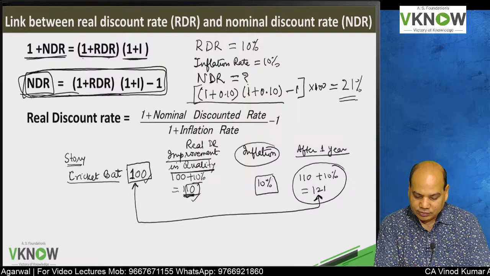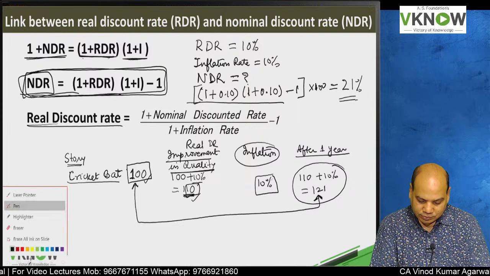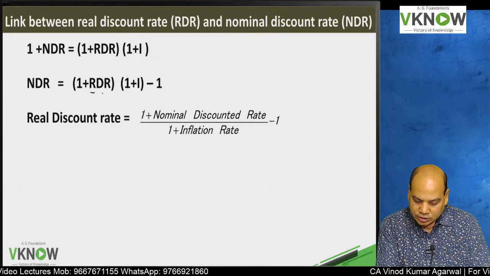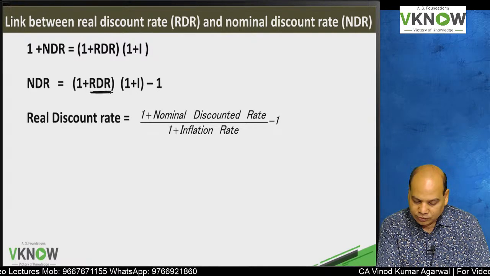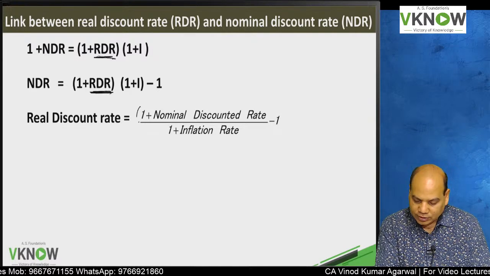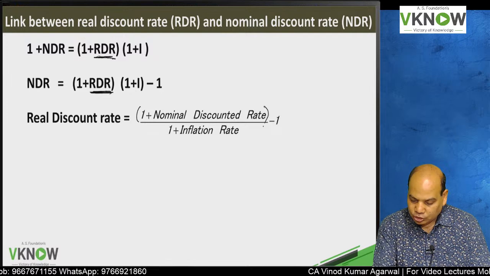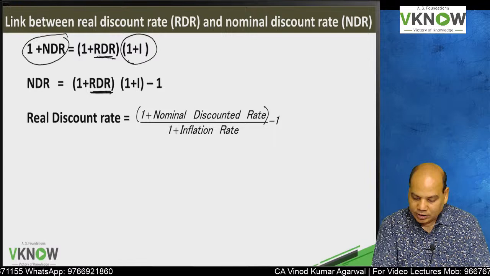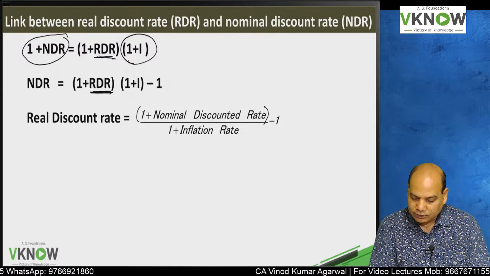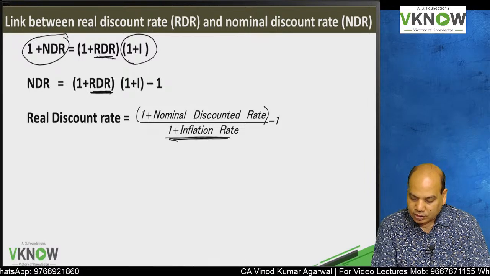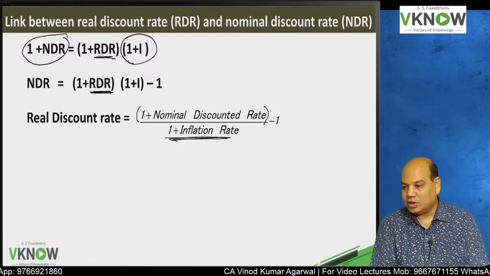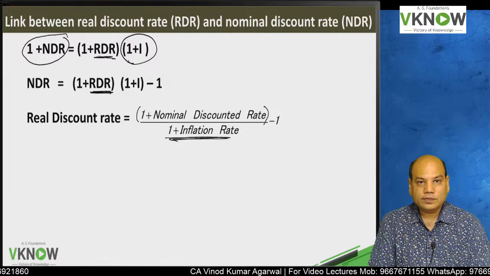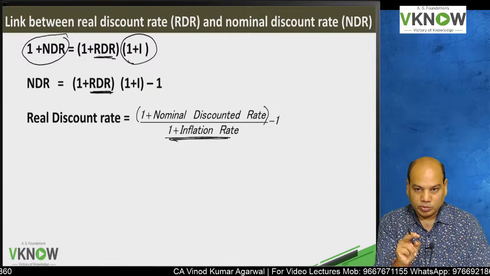For example, a reverse working question: real discount rate equal to, this is the real discount rate I want from this formula. So I will take 1 plus the nominal discount rate, this figure, I will divide by 1 plus the inflation rate, minus 1. So that gives me the real discount rate. Depending upon the question, you may have to shift from nominal to real or real to nominal.